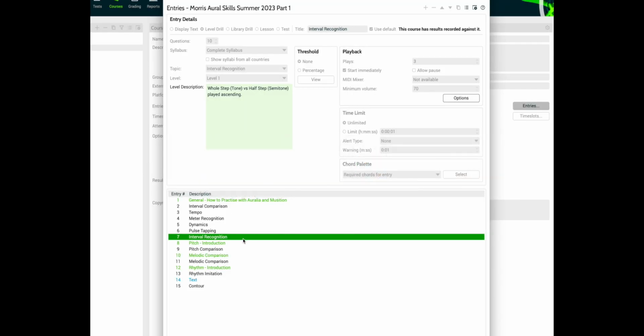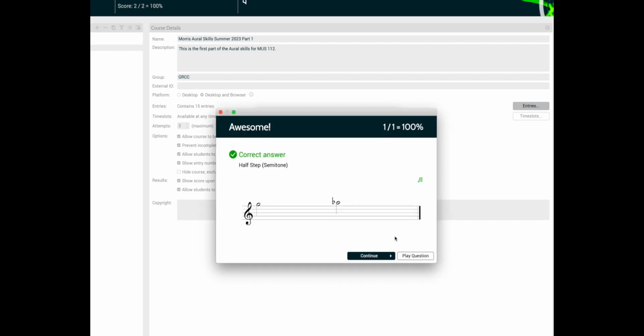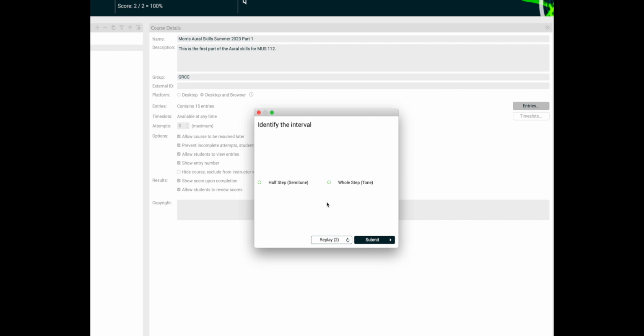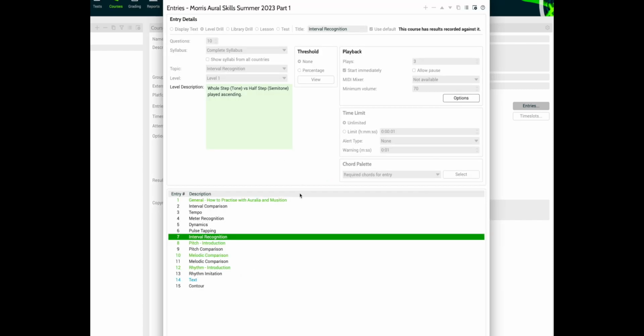Okay, so let's go back into this other program. Here we are in interval recognition. We're just going to see if we can hear the difference. So I'm going to click on that. That's a half step. Right. Another half step. That's the whole step. La la, happy birthday to you. Whole step right there. My voice is a little froggy today. All right, so that's how you do those.